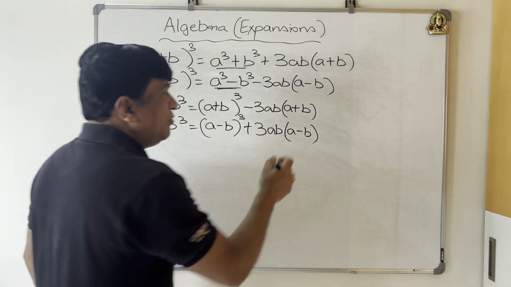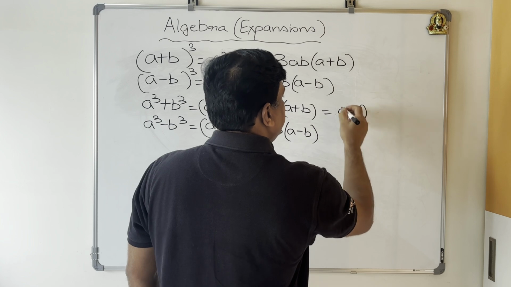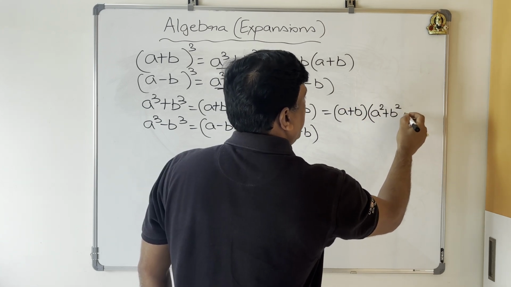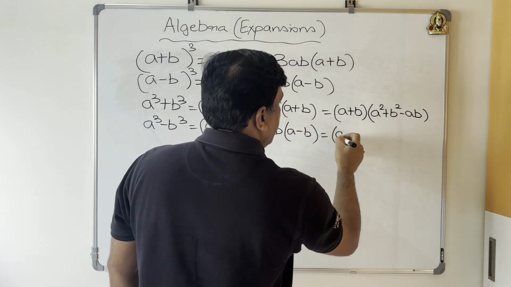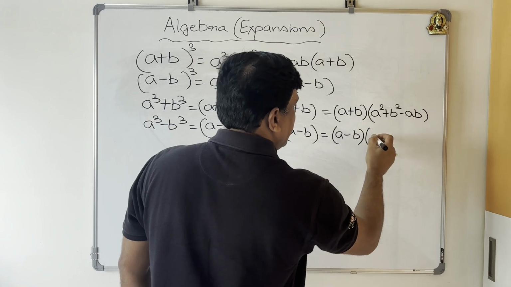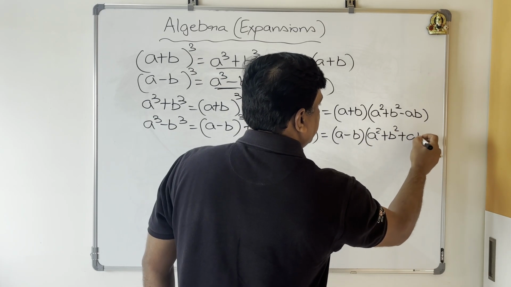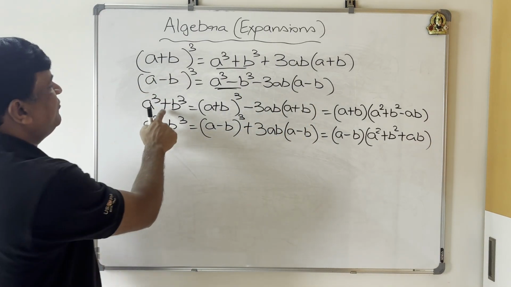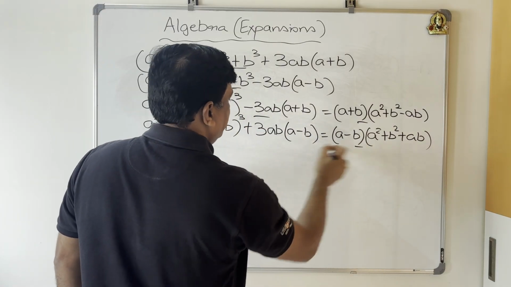We have seen one more formula. What is that? This is nothing but a plus b times a square plus b square minus ab, remember here. And this will become a minus b times a square plus b square plus ab. This is what you need to remember. There are two formulas for these quantities. One is this formula and another is this formula.